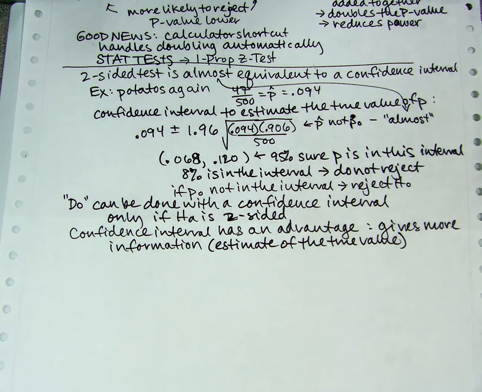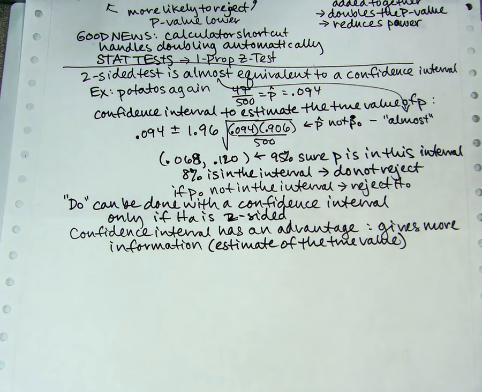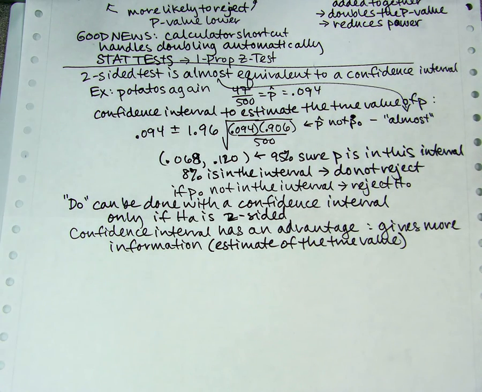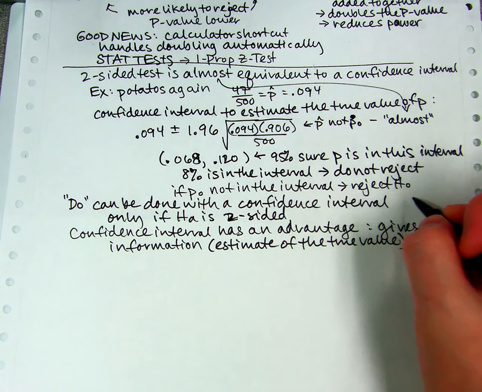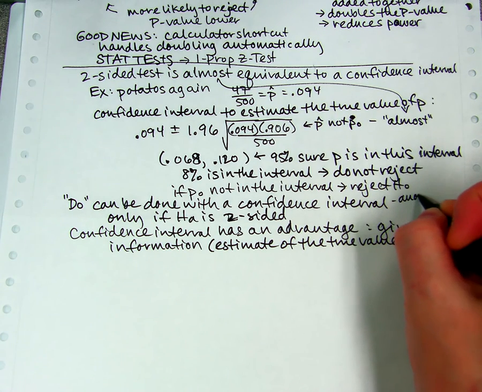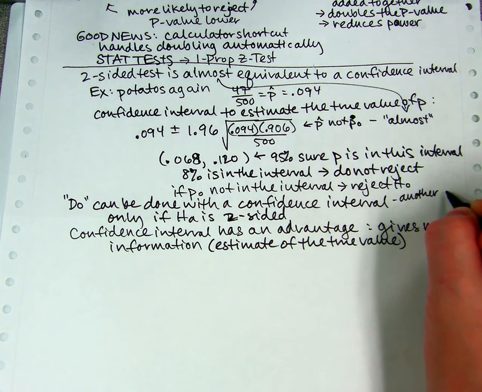And sometimes I might be interested in knowing that rather than just making a decision yes or no. So the shift from chapter 8 to chapter 9 is a shift from asking what is the value to making a yes or no decision. And how do you make that decision? You could look at a p-value like we've been doing, or you could look at a confidence interval and see if something's in the interval. It's another way to make the decision. So this is just another way to decide if you're rejecting or not.